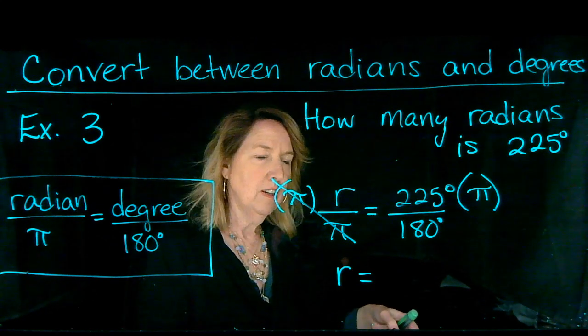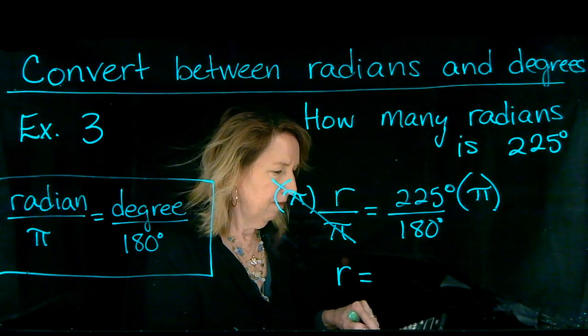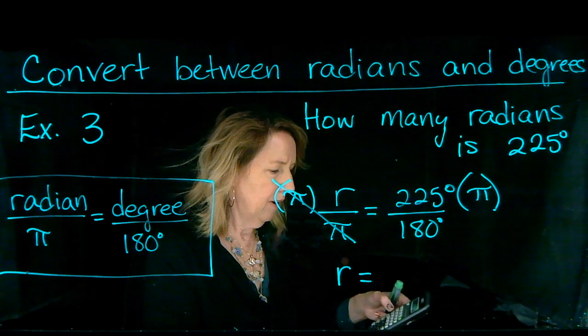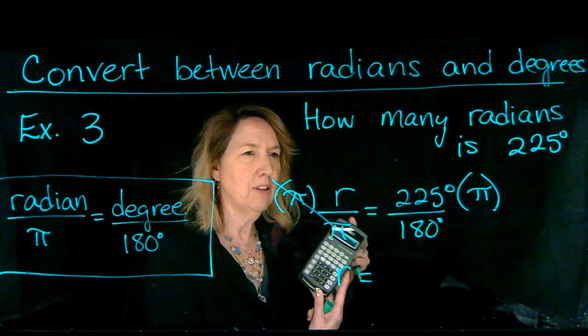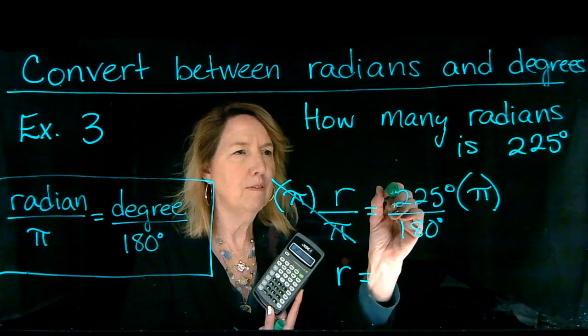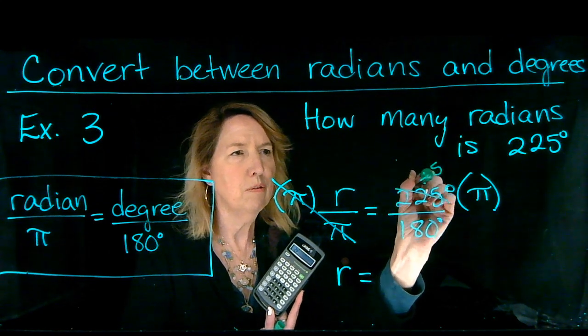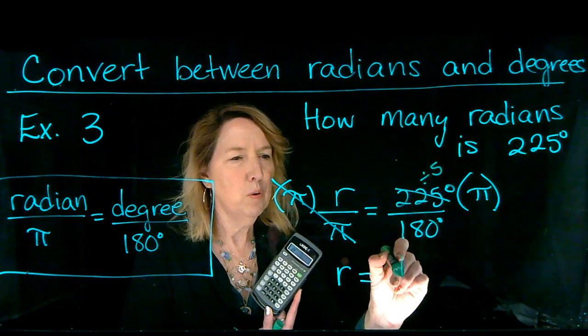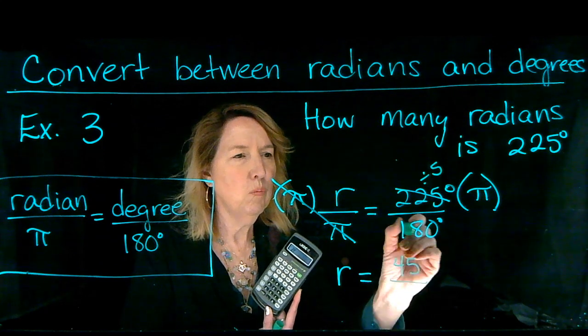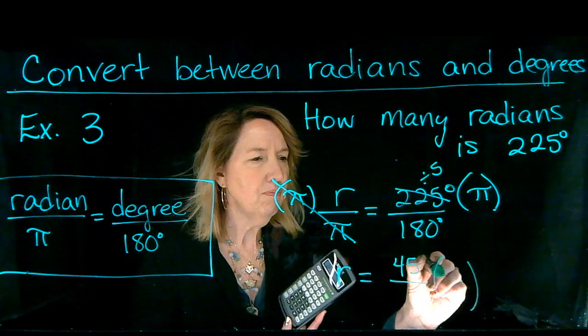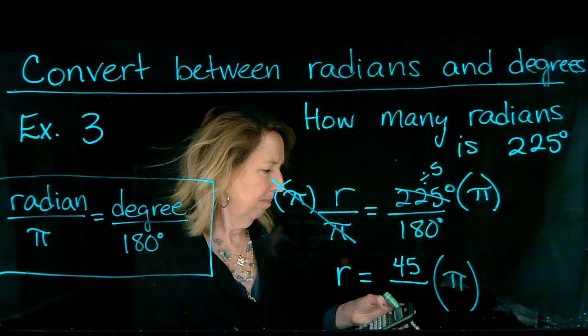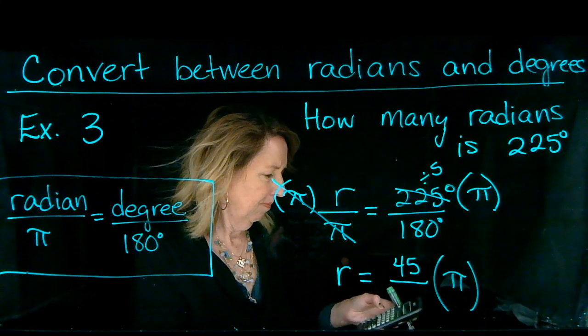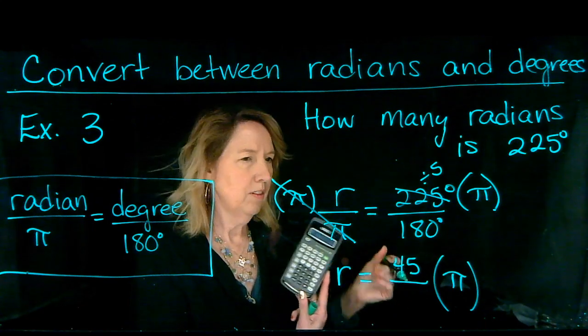I'm going to take 225 divided by 5. I'm just going to reduce that, and I get 45. Just to sort of write that out, 45. And then 180 divided by 5 is 36.